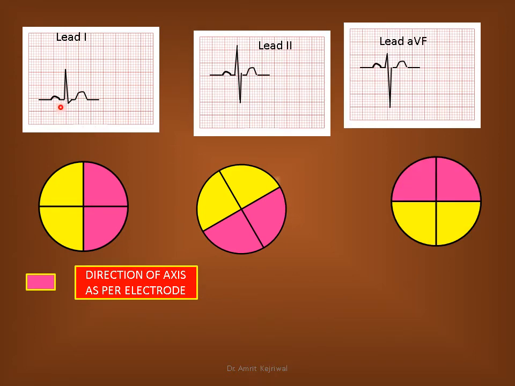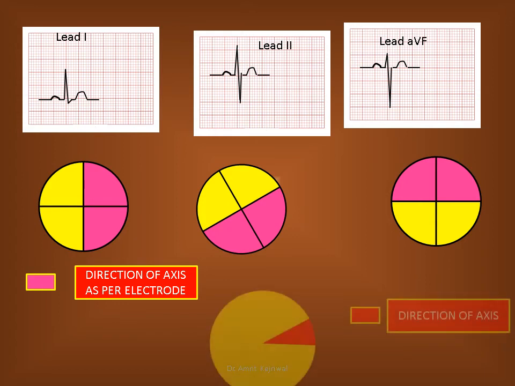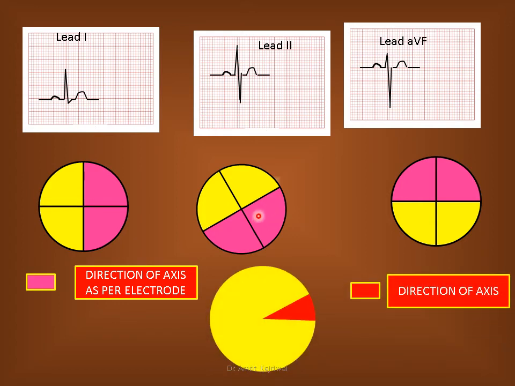Now you've got lead 1 which is showing a positive wave, lead 2 is showing predominantly an equivocal wave. With an equivocal ECG the axis can be anywhere, and AVF is showing predominantly a negative wave. So this is the common pink area, but again according to lead 2 it's equivocal, so it should come over here.